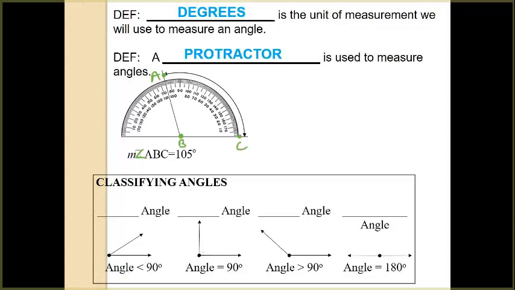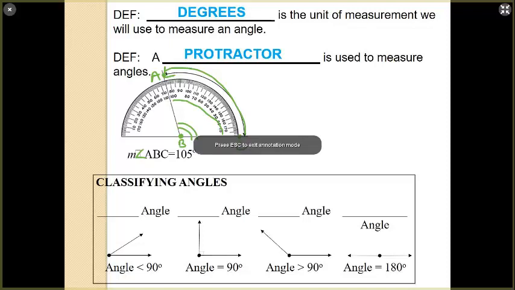So in this regard, you start from 0 and see from here it increases by 10, 20, 30, 40, 50, 60, so on and so forth, all the way up to 105 degrees. So this angle right here measures 105 degrees. Where are angle measurements important?